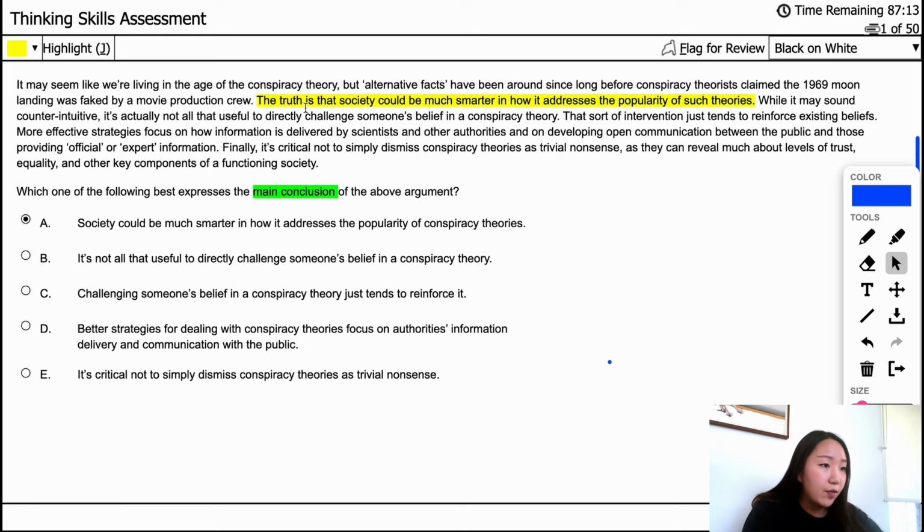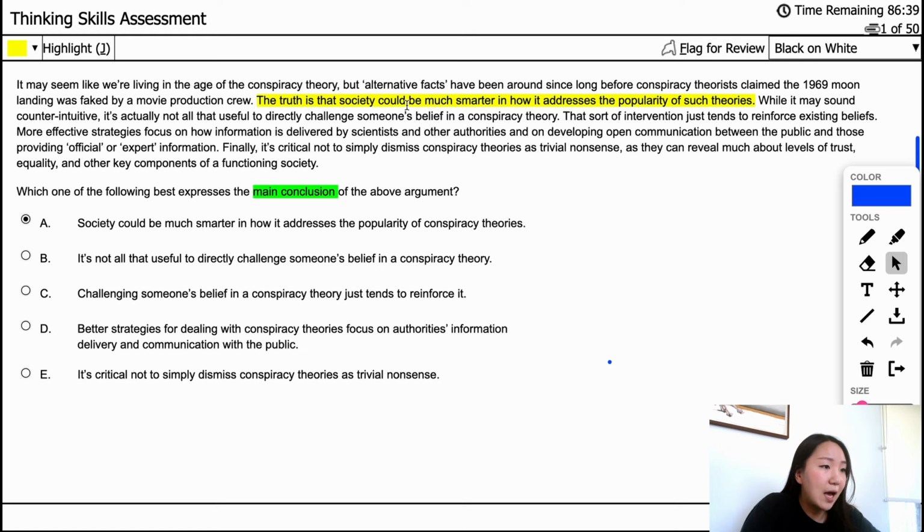Now, we know that there's been nothing else in there. Everything else has been supporting this point that the truth is society could be much smarter in how it addresses the popularity of such theories. The first reason being that it's not useful to challenge conspiracy theories directly because it just makes people more head in the ground. I'm not going to listen. I really believe in my conspiracy. There are better ways to do that by sort of opening up communications between the people with the facts, maybe the scientists, and then the public. And if you just dismiss it immediately, then that trust is basically gone. So all of that fits in very nicely.